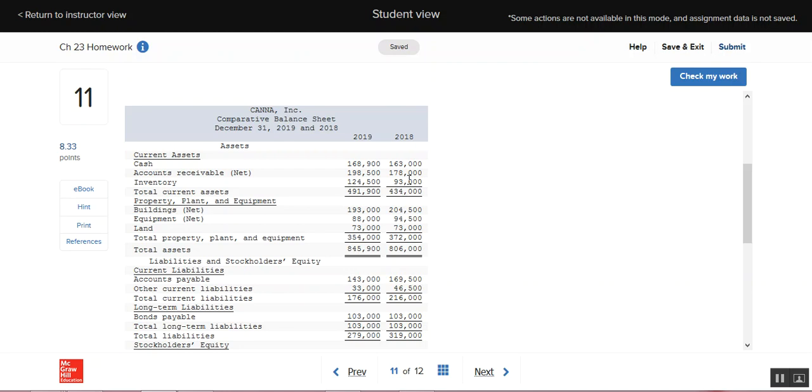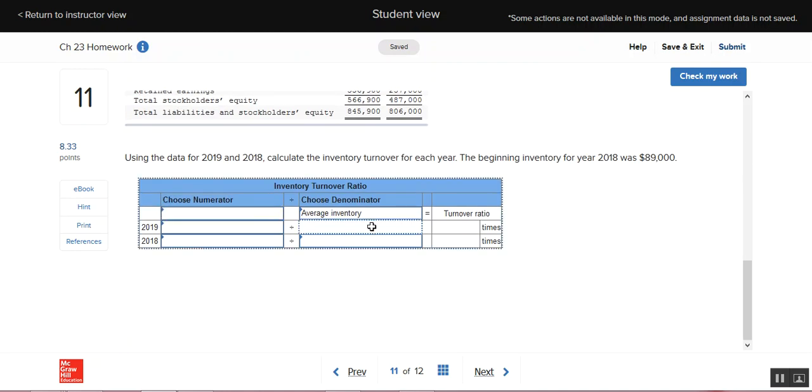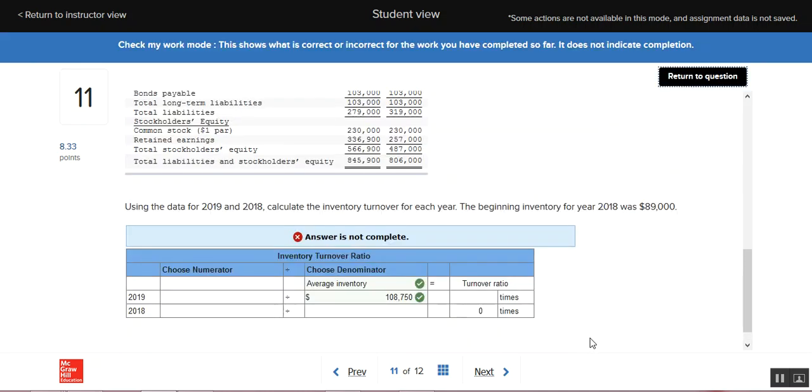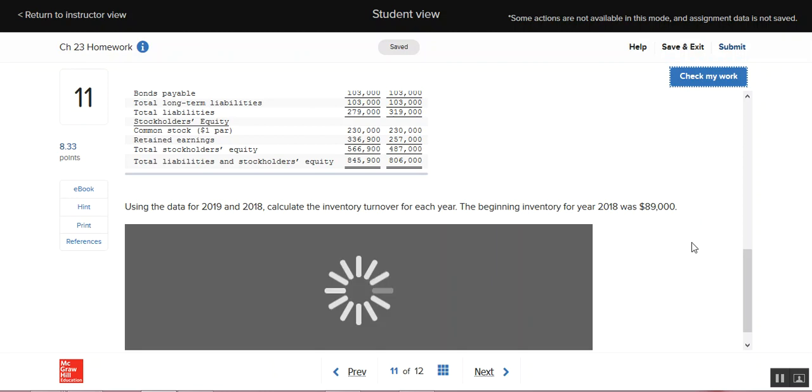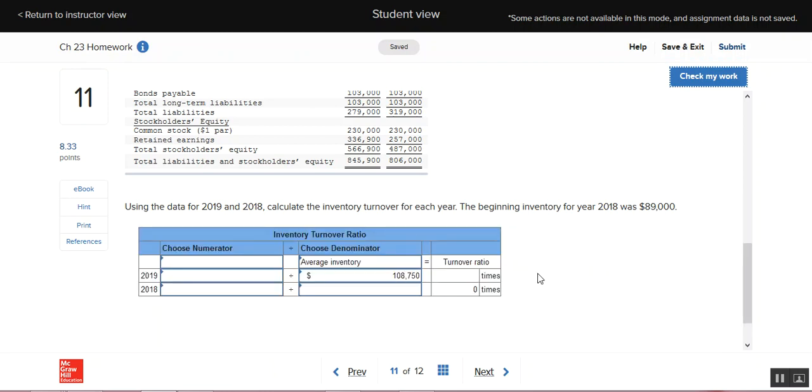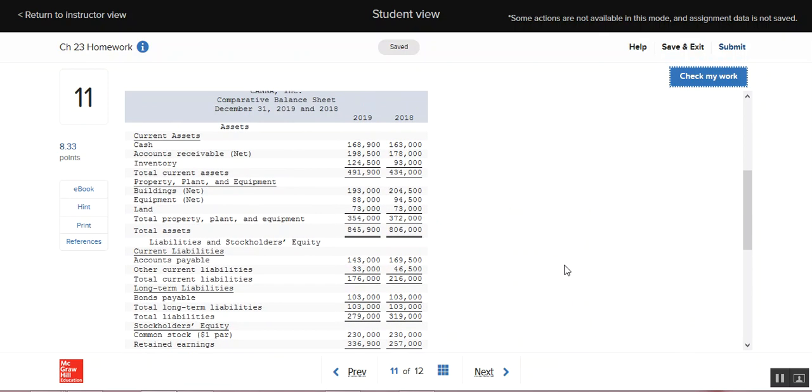So if we take the 124,500, add the 93,000, and then divide that by 2, I get $108,750. Let's make sure I did that correctly. 108,750. Oh, I can finally do math. All right, so that's $108,750. And you're going to have to go through the same process with 2018.